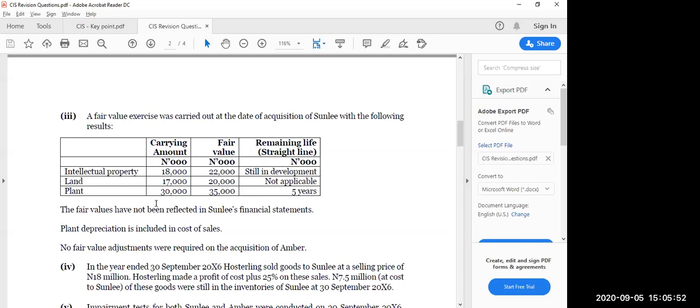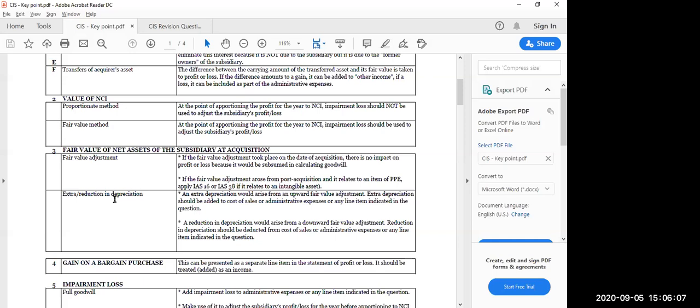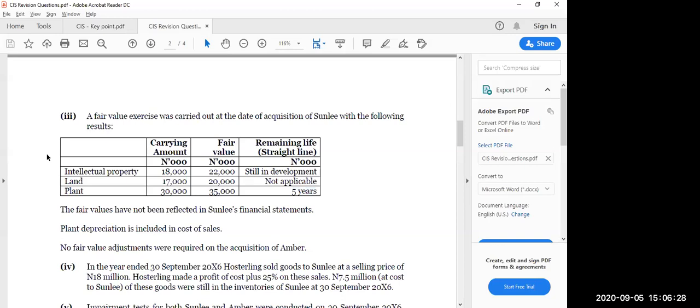However, for plant, we have the useful life here, which is 5 years. Recall from our key points, let me just quickly open it, that once there is an extra or reduction in depreciation, that extra or reduction in depreciation must be calculated. And once it is calculated, look at it here, extra depreciation should be added to cost of sales or administrative expenses or any line item indicated in the question. So finally, we just caught one fish with our search. We have been searching for items that affect profit or loss account. So we finally have one. And that is the depreciation effect of this plant, of this fair value adjustment.